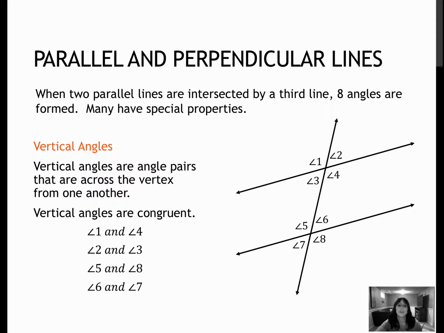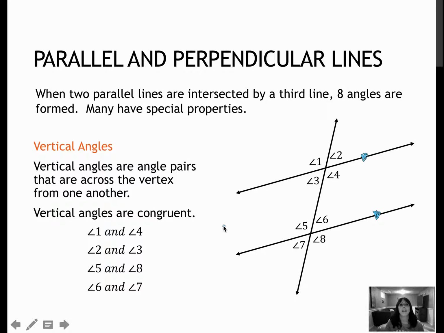There are some special angles that are formed when we have two lines that are parallel that are intersected by another line. Notice that these two lines are parallel, and to know that they are parallel, you will often see little arrows, typically in red, though I don't have red on my marker here. Those are supposed to be arrows.